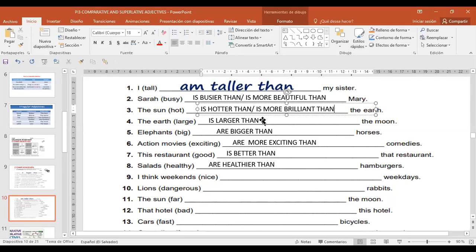Okay, look at this one. The earth is larger than the moon. So now let's think in another adjective and another example for this. The earth is better, older, is better than the moon. Okay, excellent. So, elephants are bigger than horses.